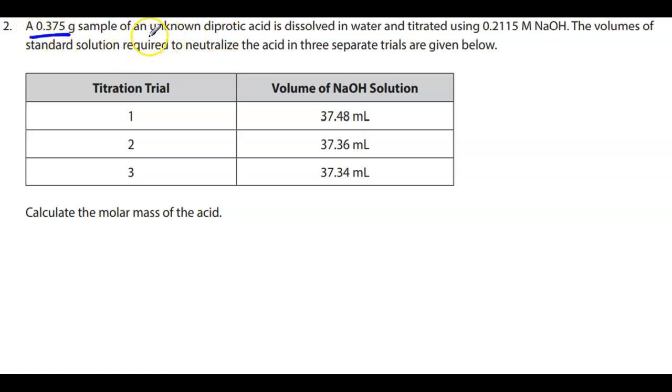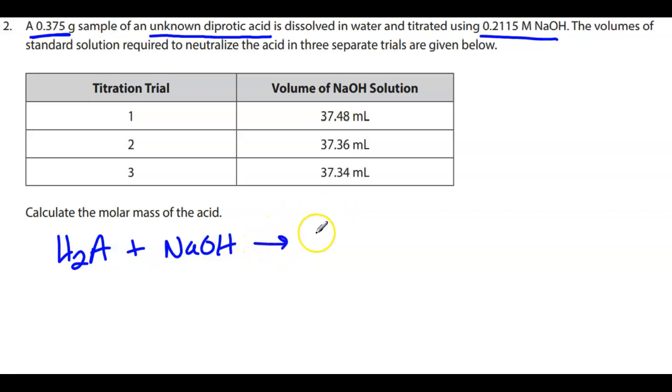We don't need that till the end, of an unknown diprotic acid now. So this would be like as if when we had 2 protons, right? So that's important because then the ratio is different. So we are titrating it with that concentration of NaOH, which is then going to make water and Na2A, right? So we're going to need 2 and 2.